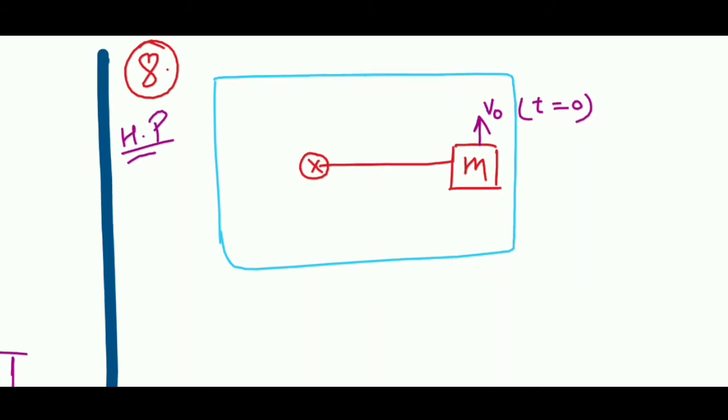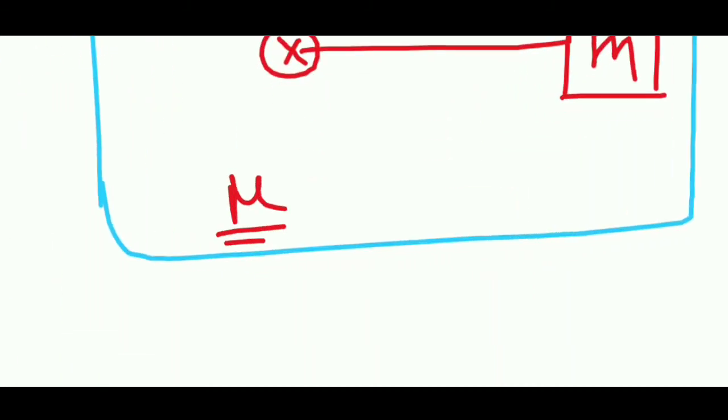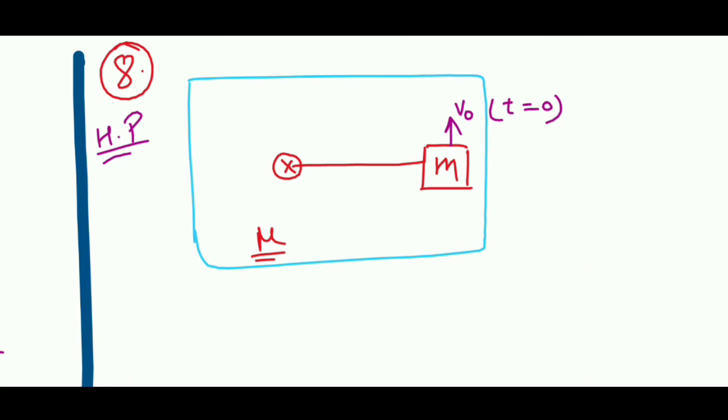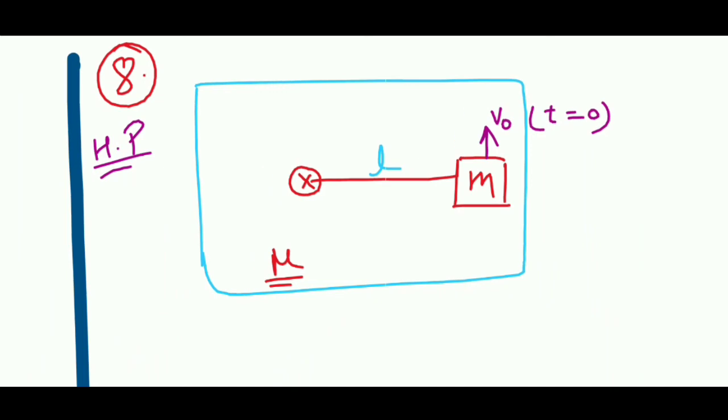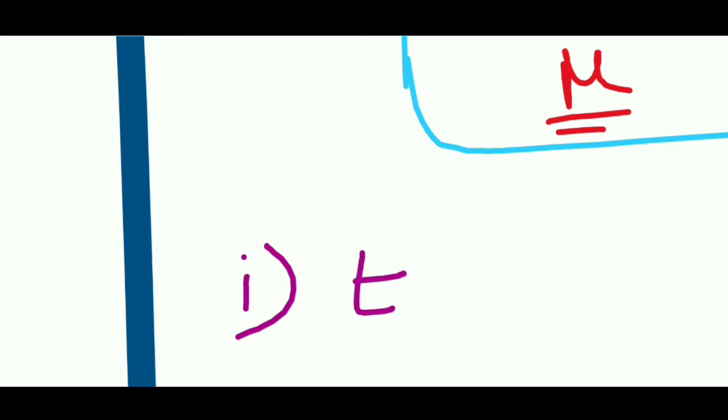This time I am giving you a frictional coefficient as well. The frictional coefficient between this box and the table is mu. The length of this rope you can take as L. So the mass is m, v naught is the initial velocity, the length of the rope is L, and the frictional coefficient is mu. Now the first question over here is, what will be the time in which this block will come to rest?